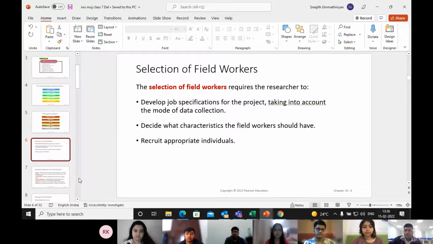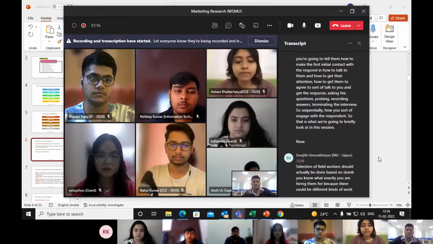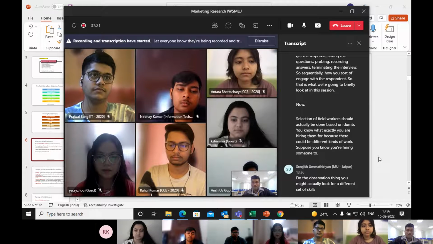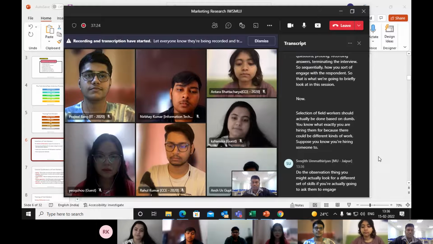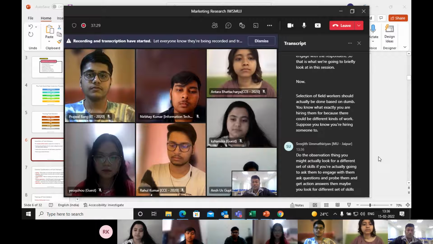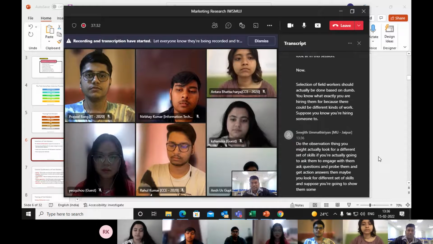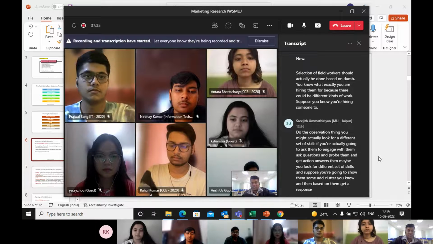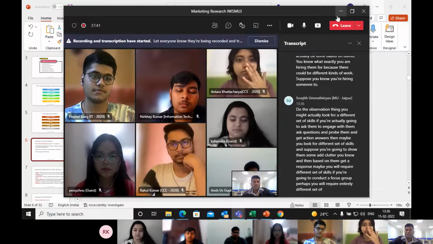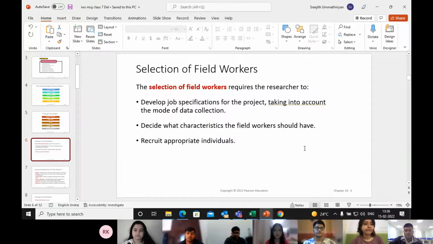Now, selection of field workers should actually be done based on what exactly you are hiring them for, because there could be different kinds of work. Suppose you're hiring someone to do observation, you might look for a different set of skills. If you're going to ask them to engage, ask questions and probe and get actual answers, then maybe you look for a different set of skills. And suppose you're going to show them some ad clutter and get a response, maybe you will require a different set of skills. If you're going to conduct a focus group, perhaps you will require an entirely different set of skills, right? So in this particular session, like I said, we are largely going to look at the questionnaire method.